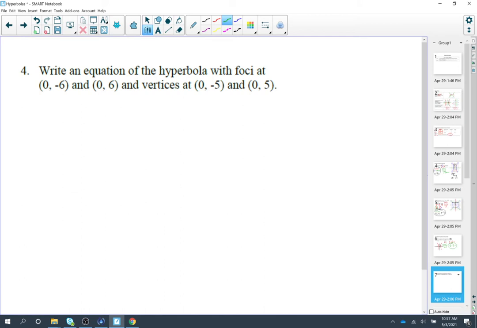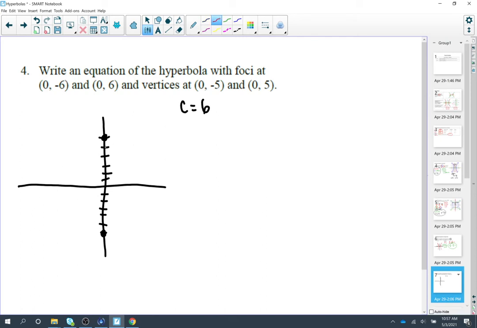Example 4. Write an equation of the hyperbola with foci at (0, -6) and (0, 6), and vertices at (0, -5) and (0, 5). Again, start with a picture. Our foci are at (0, -6) and (0, 6). Now, if those are our foci, again, they're telling you your C value is 6.